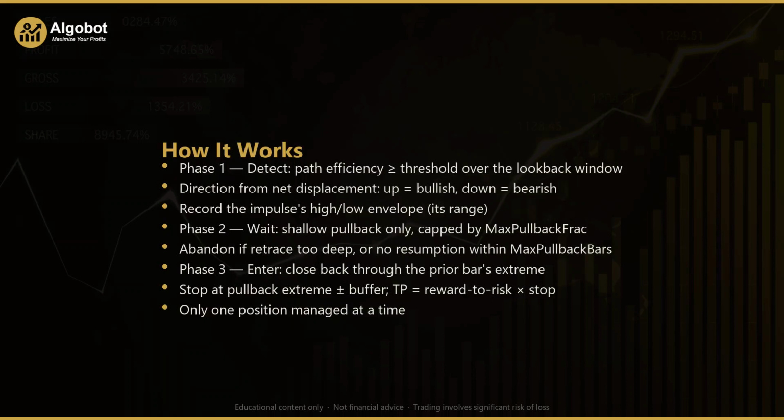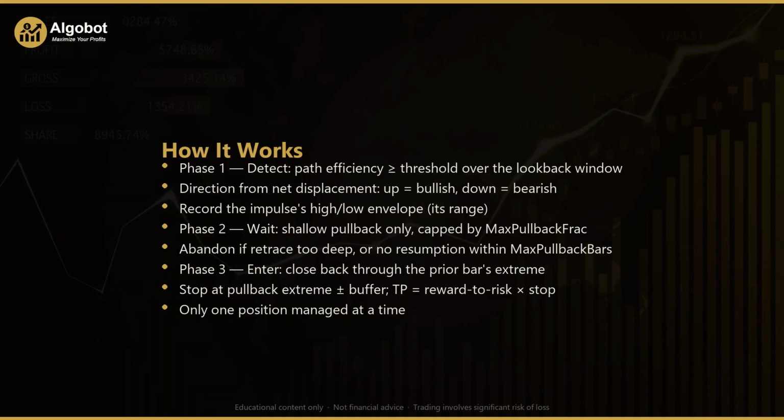Let's walk through the exact logic, step by step. The strategy operates in 3 phases: detect, wait, and enter. Phase 1 is detection. On every newly completed bar, the EA looks back over a window of bars set by the impulse look-back parameter, 5 by default. Across that window, it computes path efficiency, the absolute net change in price divided by the sum of every bar-to-bar move. If that efficiency meets or beats the efficiency minimum threshold, a default of 0.62, the strategy declares an impulse.